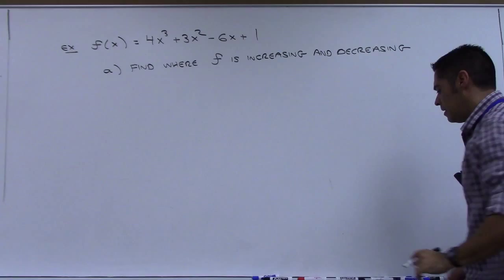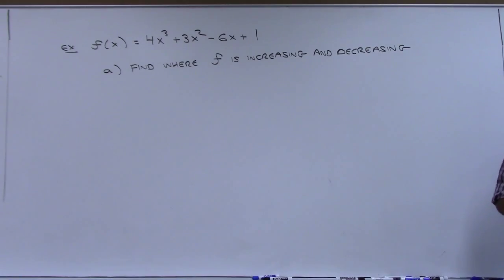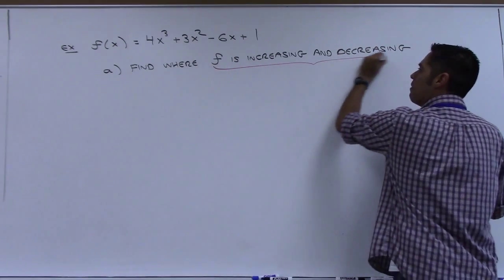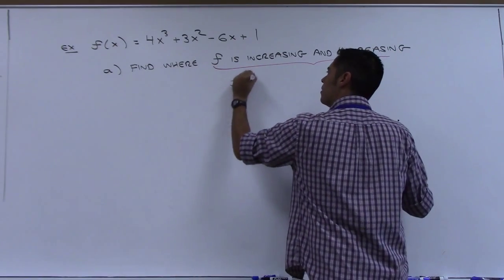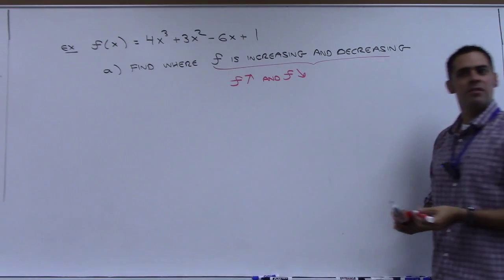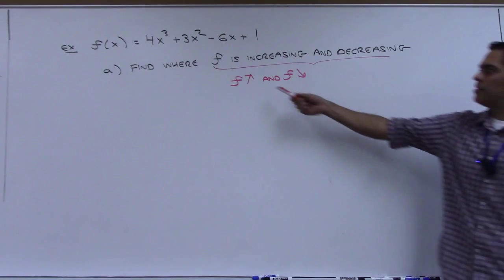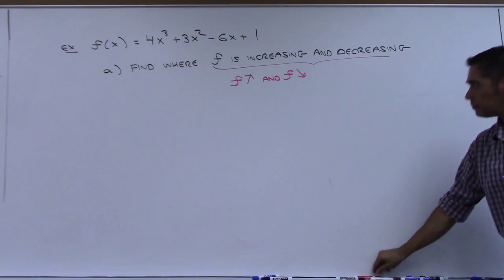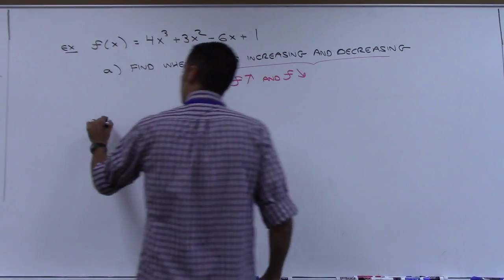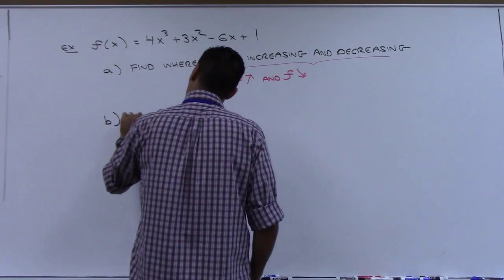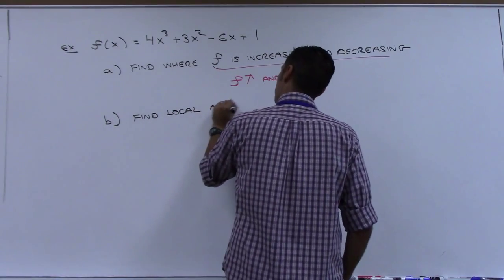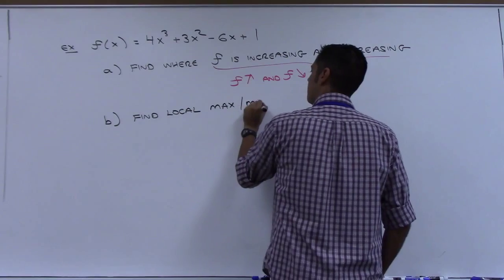That gets to be a pain to write over and over, so I have a shorter way of saying all this. Find where f is going up and where f is going down. That make sense to you? F increasing and f decreasing. That's the first thing I want us to do. Next thing, find local max and mins.